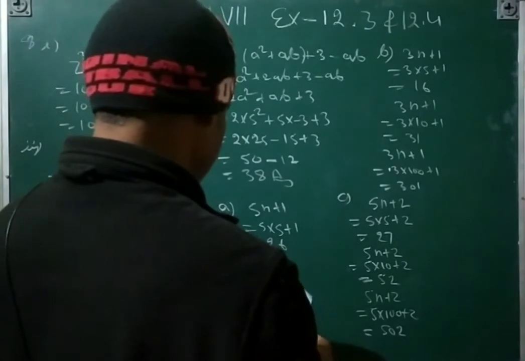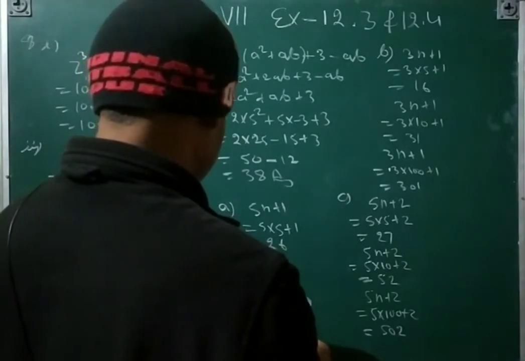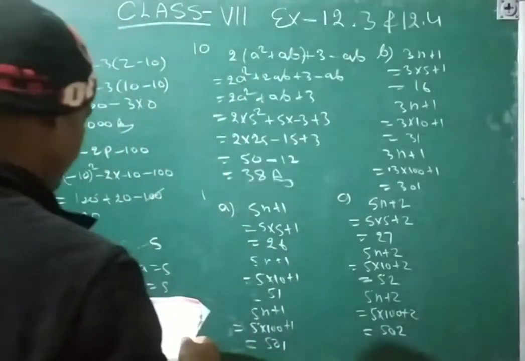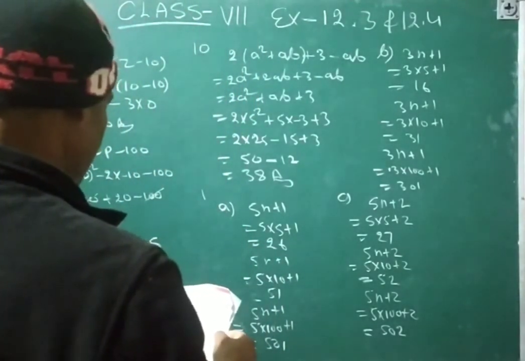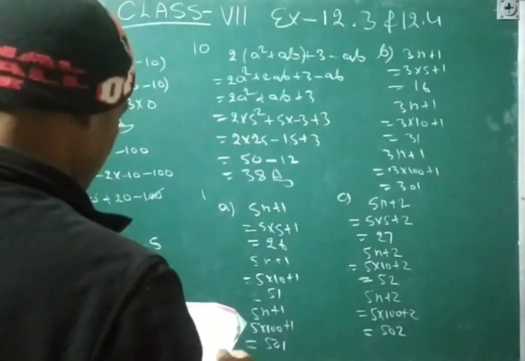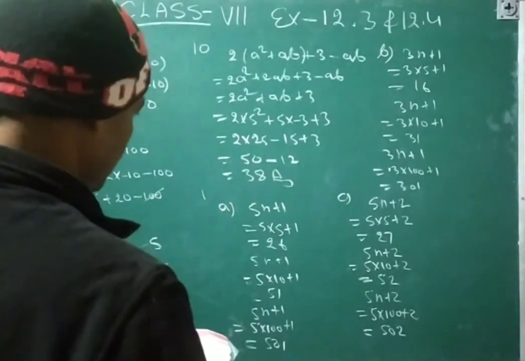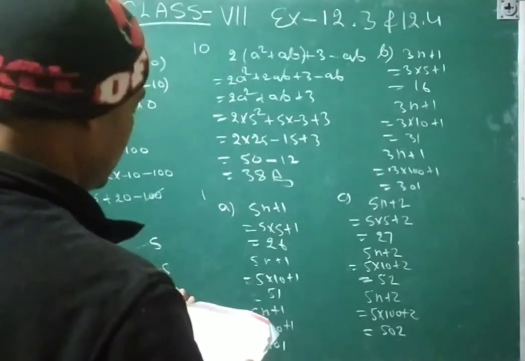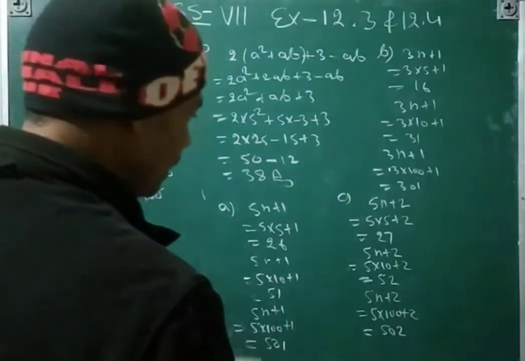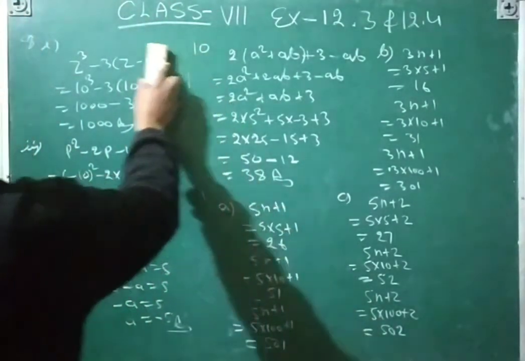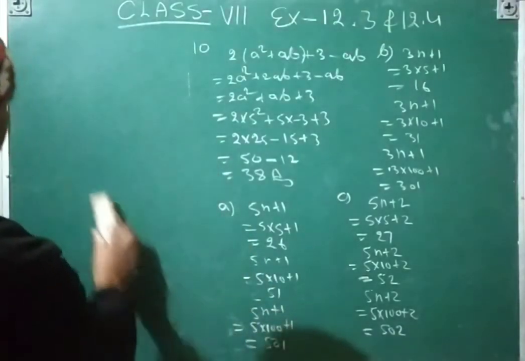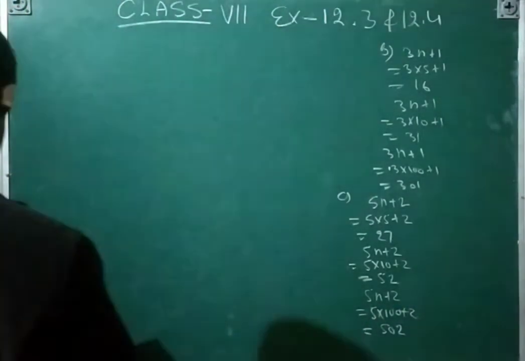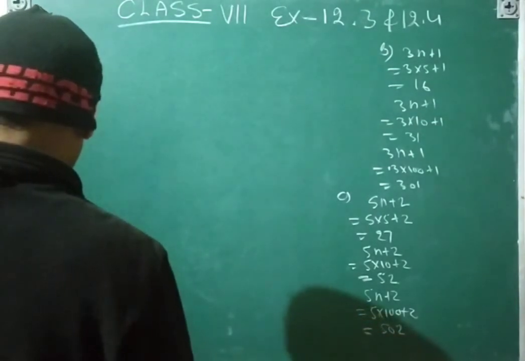We can also check the values of exercise 12.4: 26, 51, 501, 16, 31. Yes, write down those values. Next, the last question of this video. Many more values we will find here.